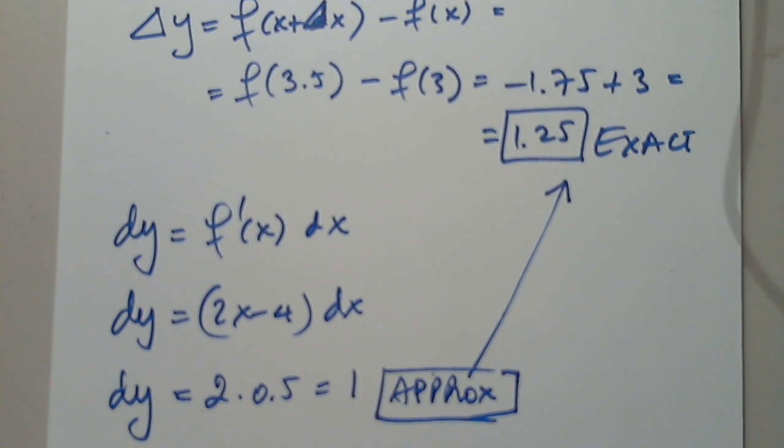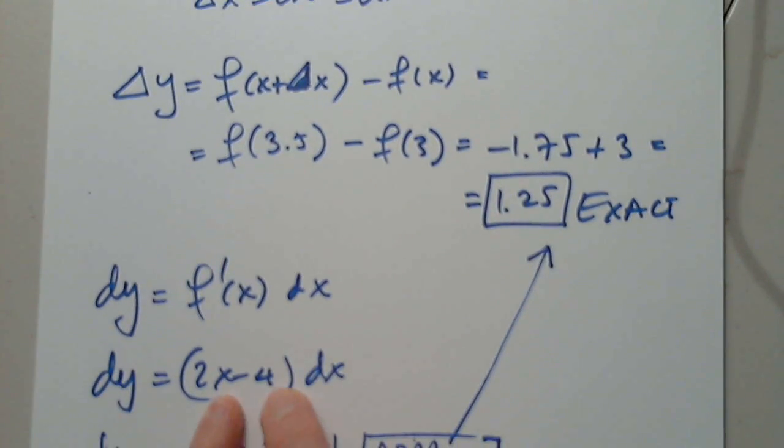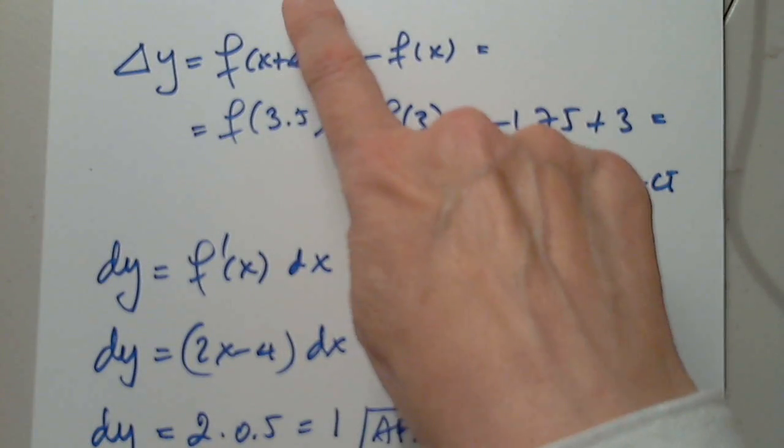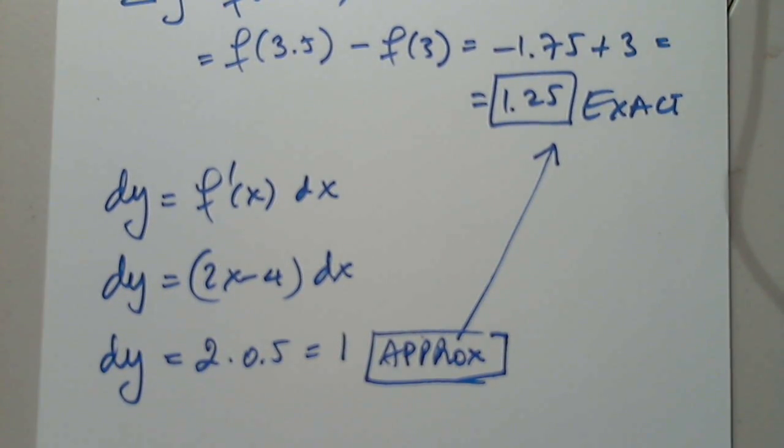Go ahead, Evelyn. What did you just plug in there? So you had 2x minus 4, x is 3. 2 times 3 is 6. 6 minus 4 is 2. And delta x is 0.5. Is that okay? Other questions for me?